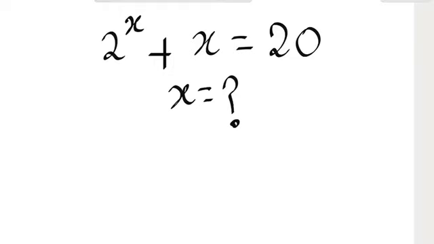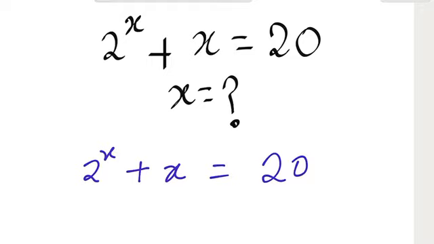Hello, you're welcome. Let's solve for the value of x in this beautiful equation. So now we're going to have this to be 2 to the power of x. I will write this plus x equals 20. Alright, so from there, I'm going to transpose x to this side. So that will be 2 to the power of x equals 20 minus x.